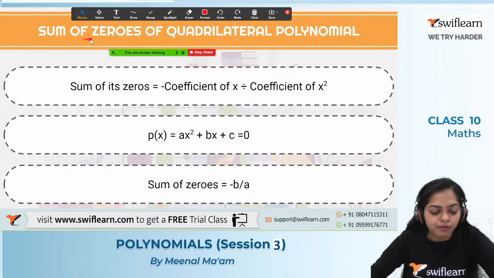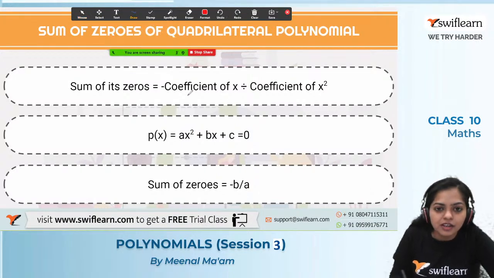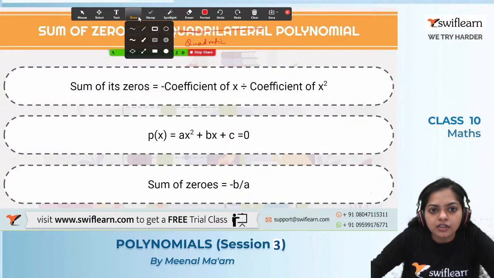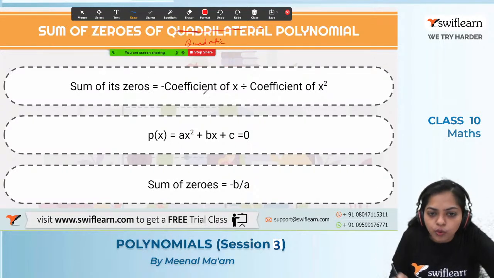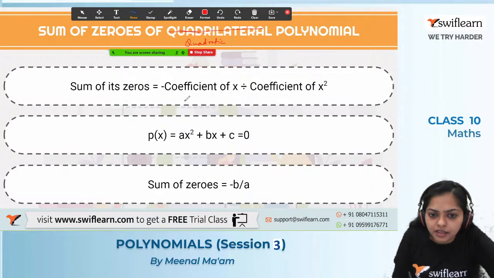So the first topic that we are going to cover in today's topic is the sum of zeros of a quadratic polynomial. It's not quadrilateral, it's quadratic polynomial. Okay everyone? Alright. So the sum of zeros will be what? The sum of zeros will be equal to minus coefficient of x divided by coefficient of x square. How? Let's see. Let the general equation of a quadratic polynomial be ax square plus bx plus c.